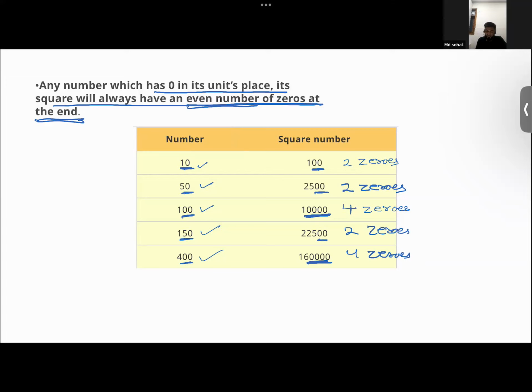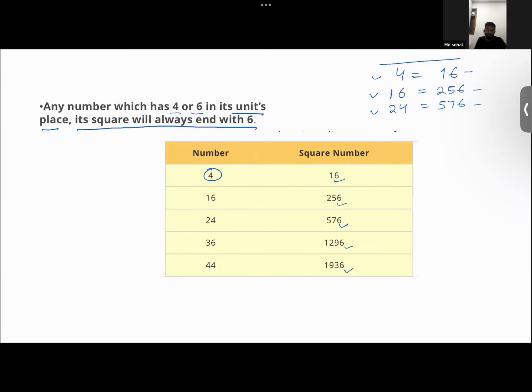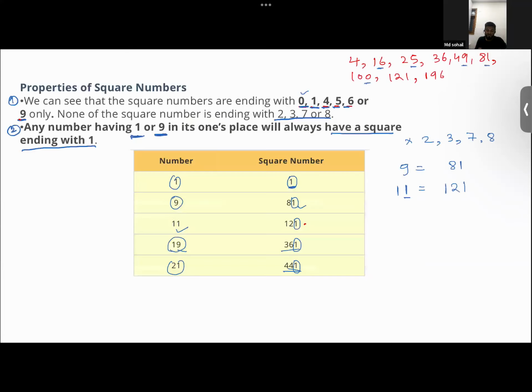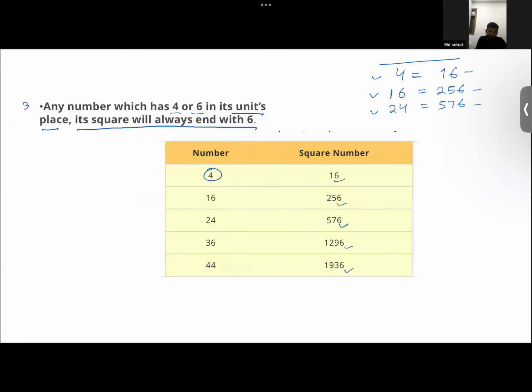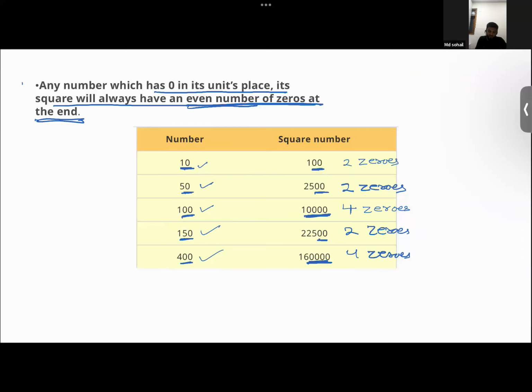Okay. So far we talked about 3 properties. In fact, we can say we have discussed four properties, because in the beginning we talked about this one also, that square numbers end with 0, 1, 4, 5, 6, and 9. So this is property 1, 2, 3, and property 4. So far, any confusion to you guys? No, sir. Okay, Ahmed? No, sir. Okay.